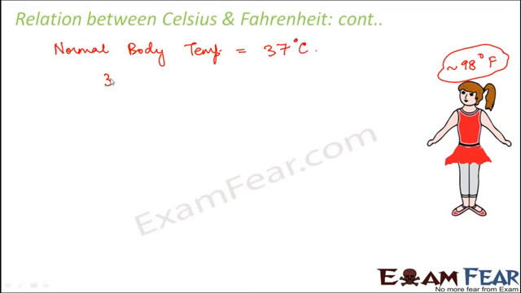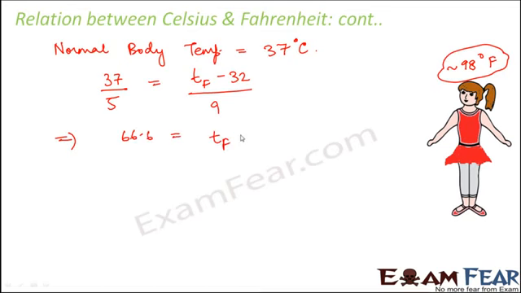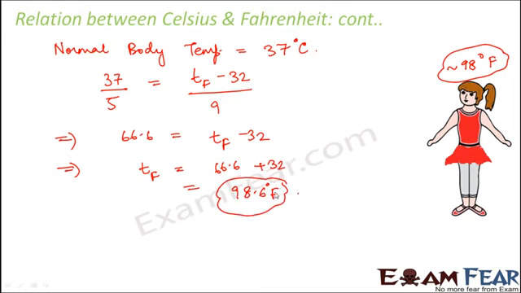Again, if you put these values in the equation, Tc by 5 is equal to Tf minus 32 by 9. Using this, you see that 7.4 is equal to Tf minus 32 by 9, which gives Tf minus 32 equal to 66.6, or we can say that Tf is equal to 66.6 plus 32. So this is equal to 98.6 degree Fahrenheit. This is the normal temperature of human body in Fahrenheit scale.